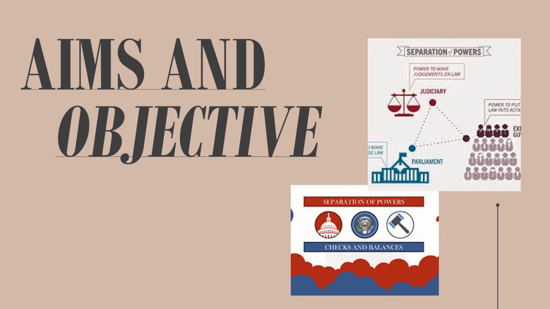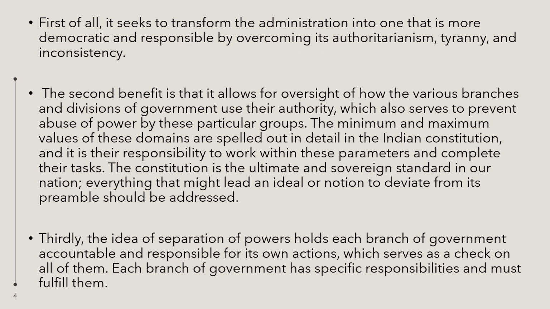Now we'll be discussing the aims and the objectives of separation of power. First of all, it seeks to transform the administration into one that is more democratic and responsible by overcoming its authoritarianism, tyranny, and inconsistency. Now, what does this basically mean? It's that separation of power tries to transform the administration and make it more democratic in nature, and it does that by overcoming three main things. First is authoritarianism, which basically means a form of government in which the governing body is absolute and has more powers than the others. The second is tyranny. It means unjust or oppressive governmental power. And inconsistency, which I believe you all already know, is something which is not regular and which is erratic in nature.